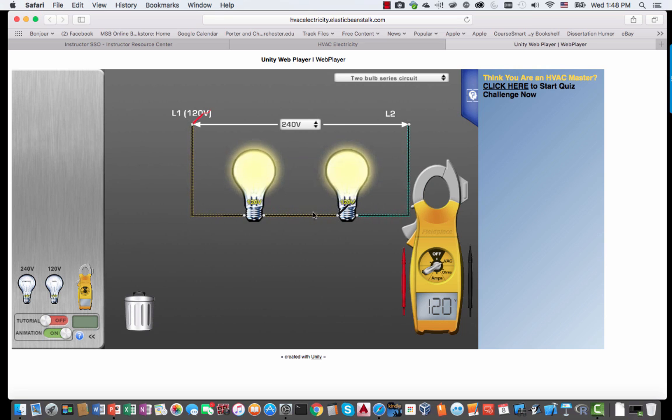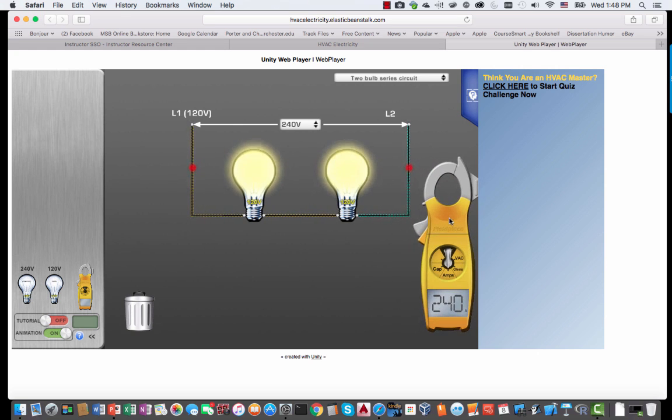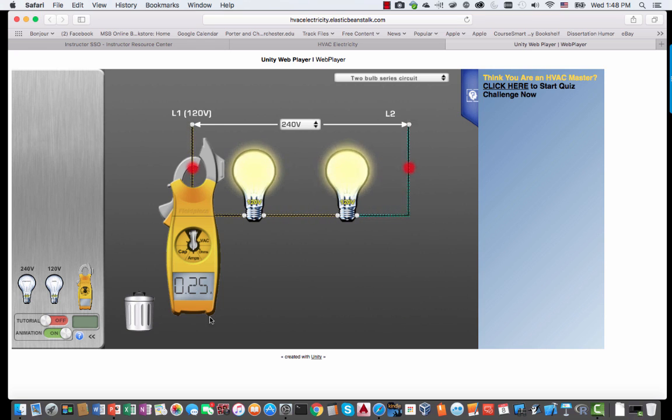So then I can come over here. Again, 120 volts tells me that's good. I'm going to come over to the neutral side of bulb 2, 240 volts. That's fine. Okay, so that's voltage. Now, if I go over to amperage, I'm going to clamp the meter around the wire. I have 0.25 amps. I'm going to clamp the meter there, 0.25 amps.